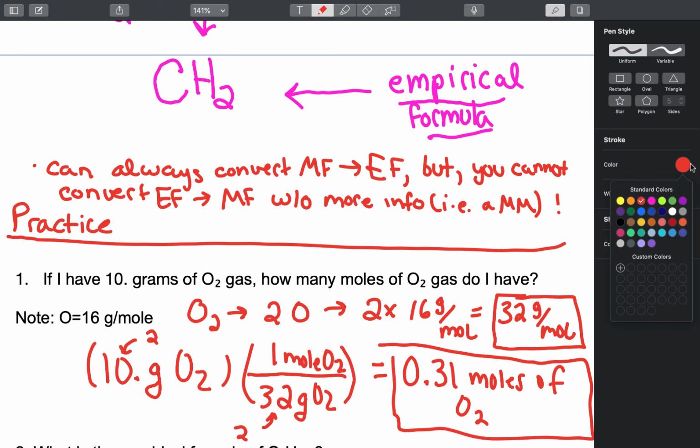So let's just show the canceling out. Grams cancels out, and we're left with moles. So 0.31 moles of oxygen gas.